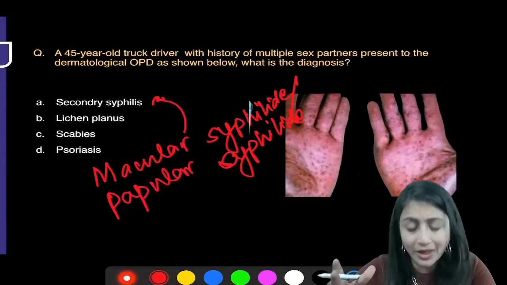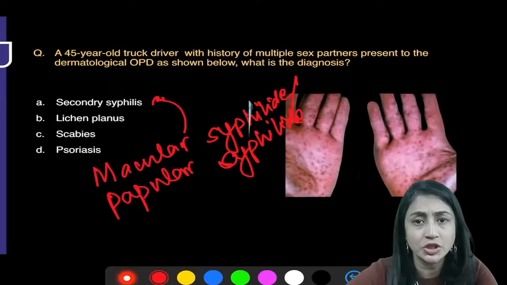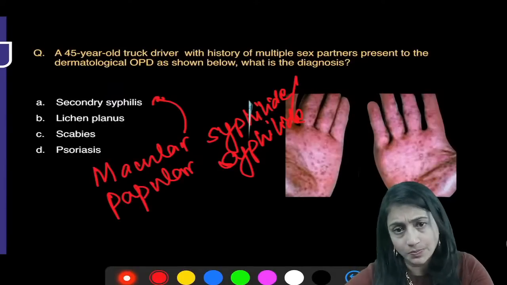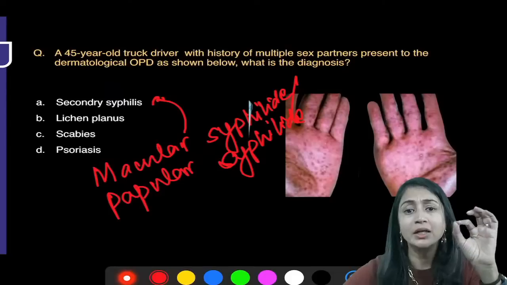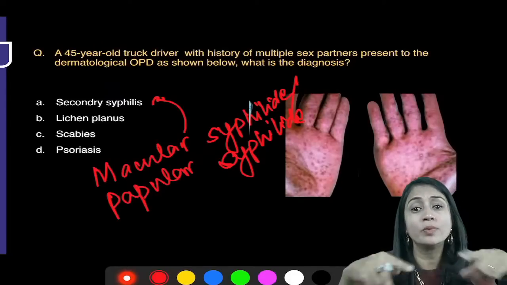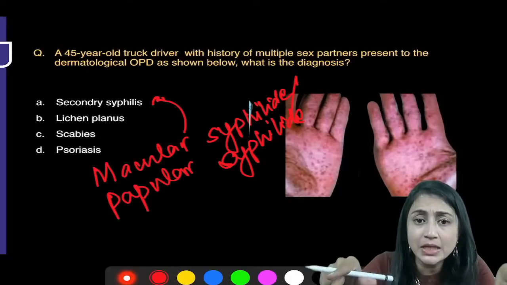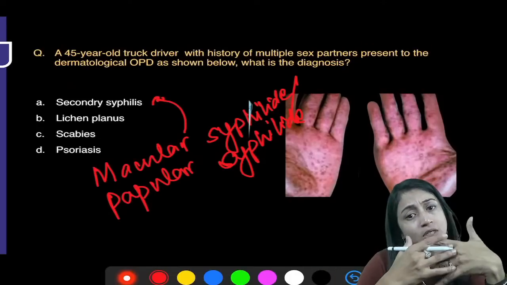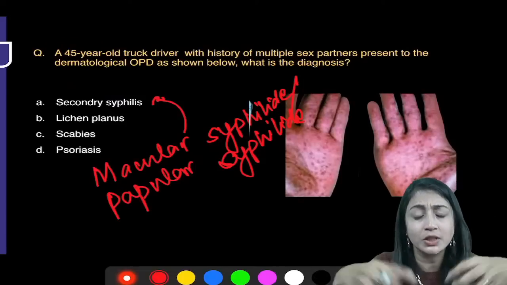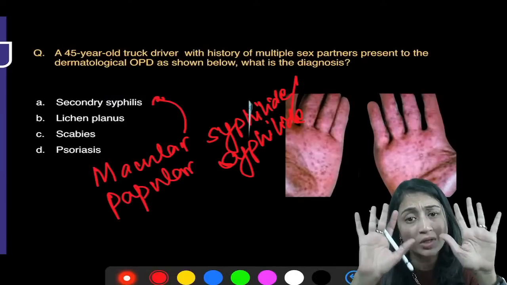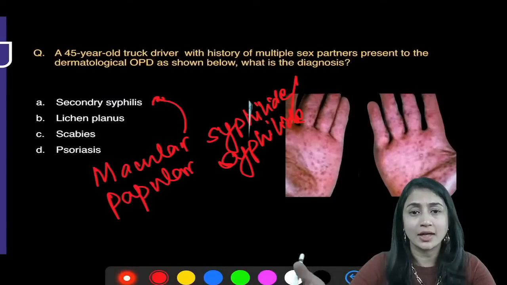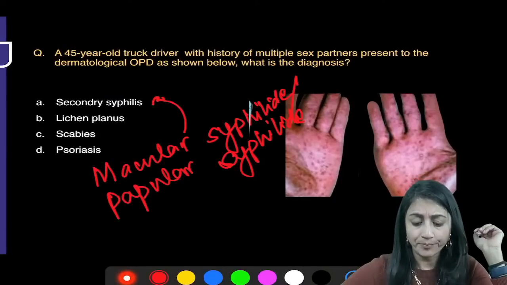Now, just looking at the image, I cannot differentiate it from lichen planus, scabies, or psoriasis per se. But look at the lesions. They're very, very micropapular. Lichen planus would be more violaceous. Scabies, if they had to give you, they would give you interweb space. Psoriasis would have more fissuring and more scaling. So classical picture, classical history, no confusion, secondary syphilis. Okay?